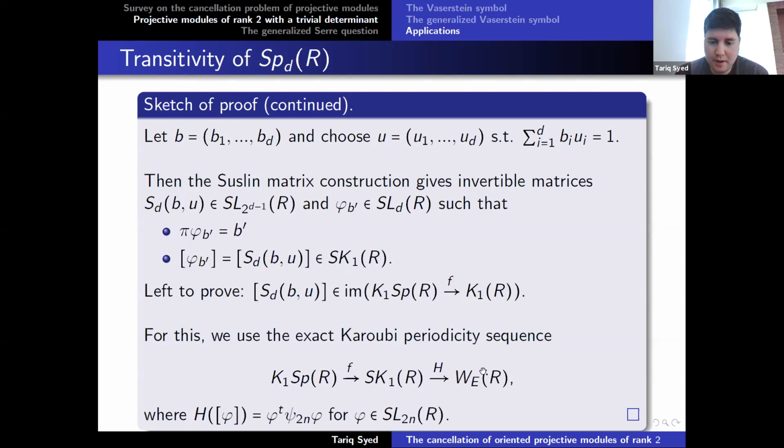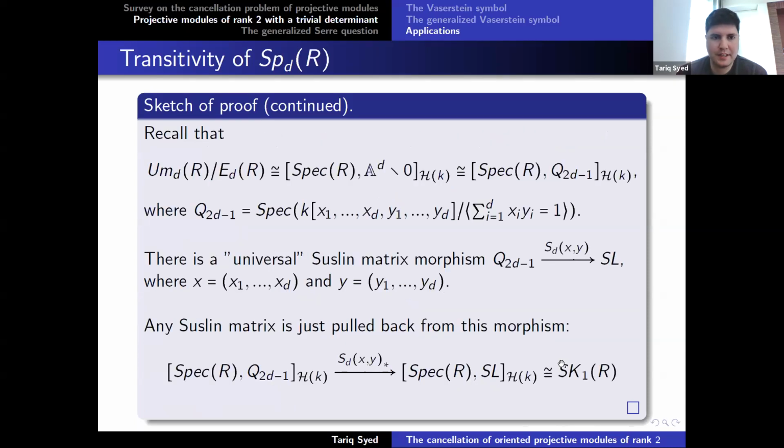So that's a hyperbolic homomorphism defined by this equation, but it's actually irrelevant how we define it. The image of this map is simply the kernel of this map. So I'm going to abbreviate this. We find, as one can show, this Suslin matrix is actually in the kernel of this map.